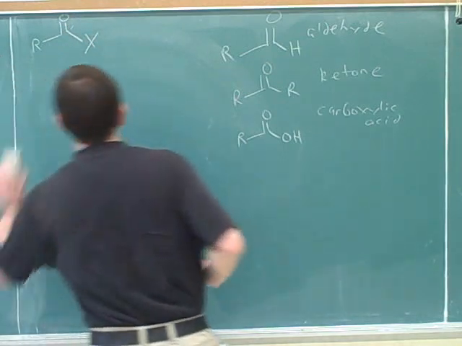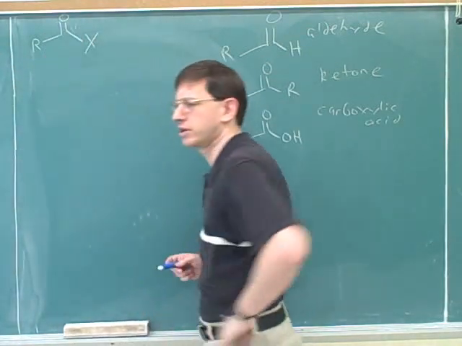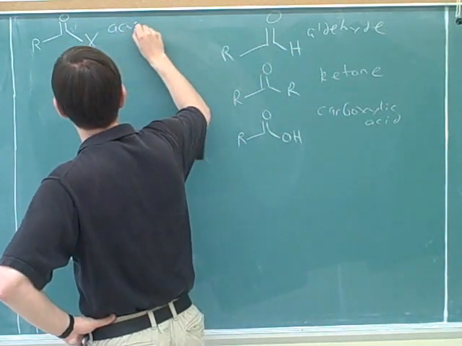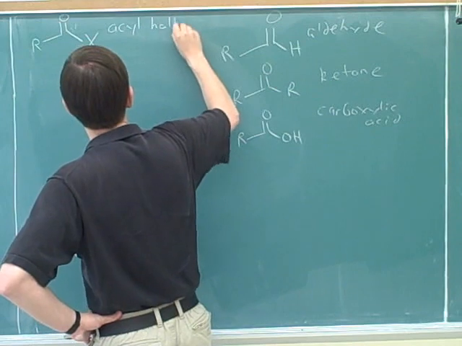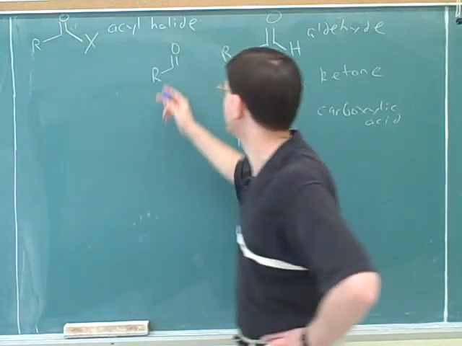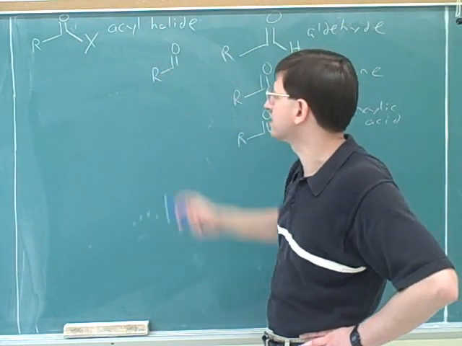If the X is a halogen, that's what we usually use X to stand for. This is usually called an acyl halide, because this is what we would consider an acyl group over here. So this is an acyl halide.